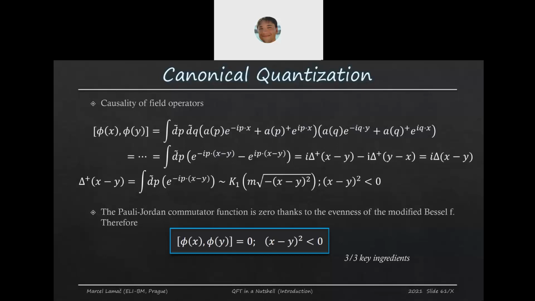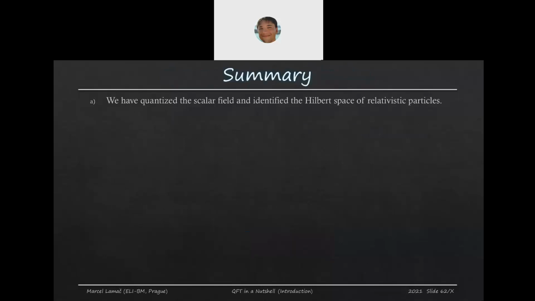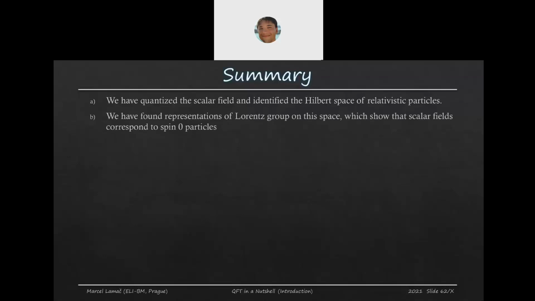So we have 3 out of 3 ingredients, and therefore we have quantized the scalar field. Since we have done the quantization procedure, we have identified the Hilbert space. We have found representations of the Lorentz group acting on this space, which follow from the transformation properties of the field. This also reveals to us that these states are rotationally invariant, since scalar fields are all rotationally invariant.